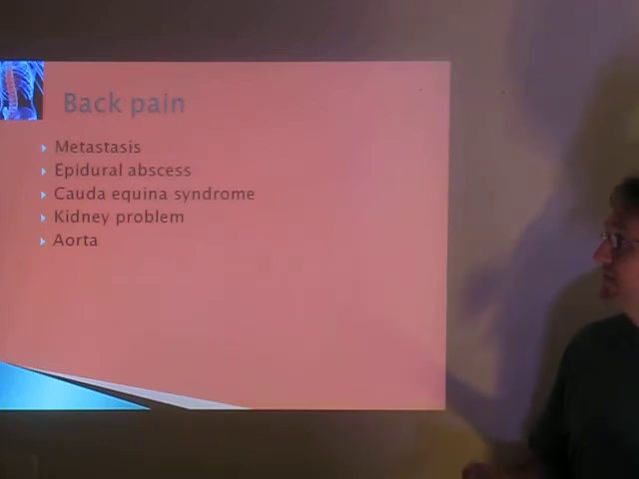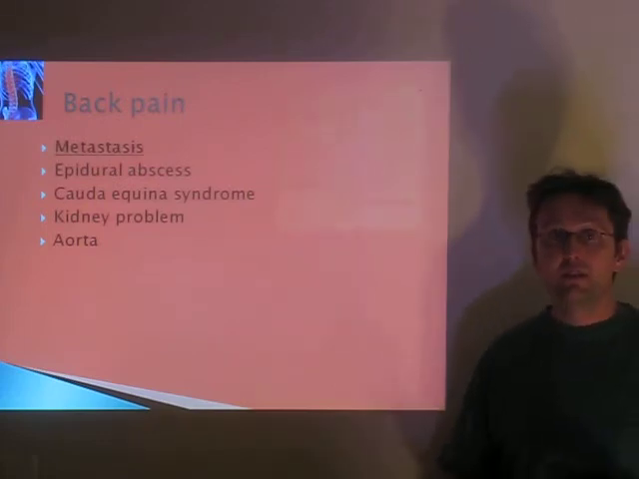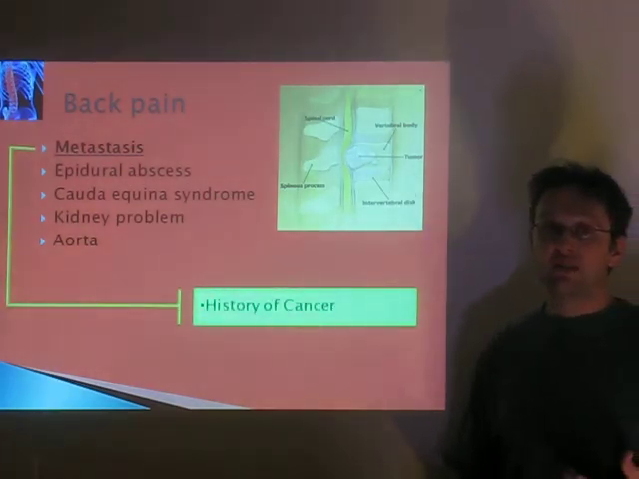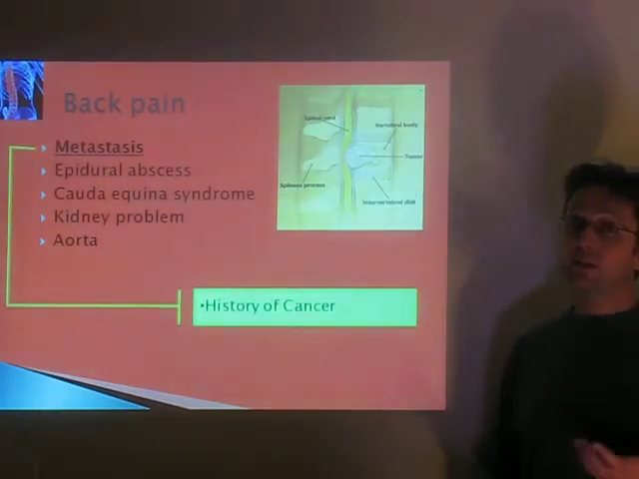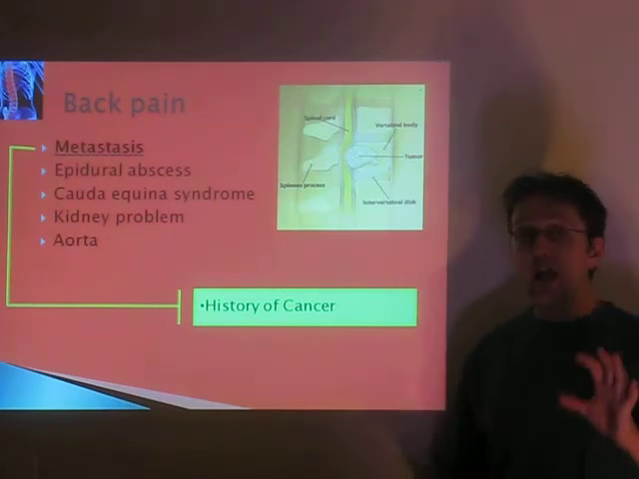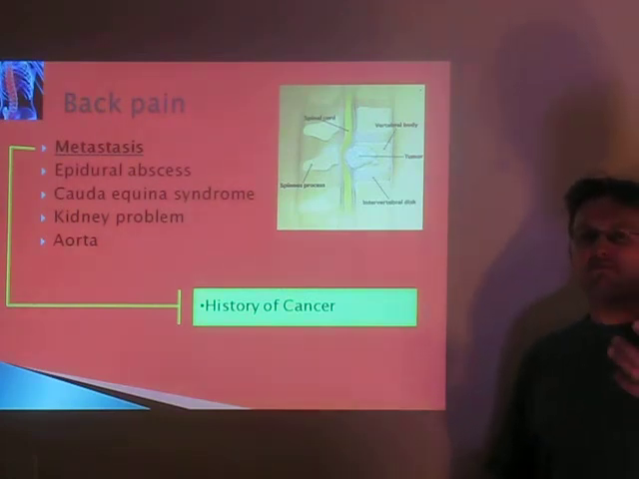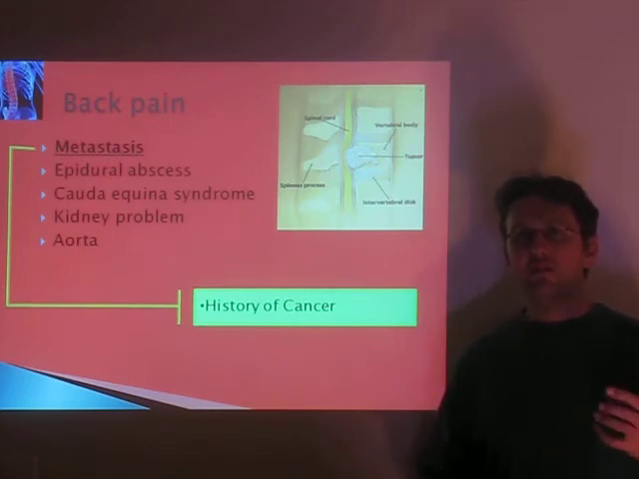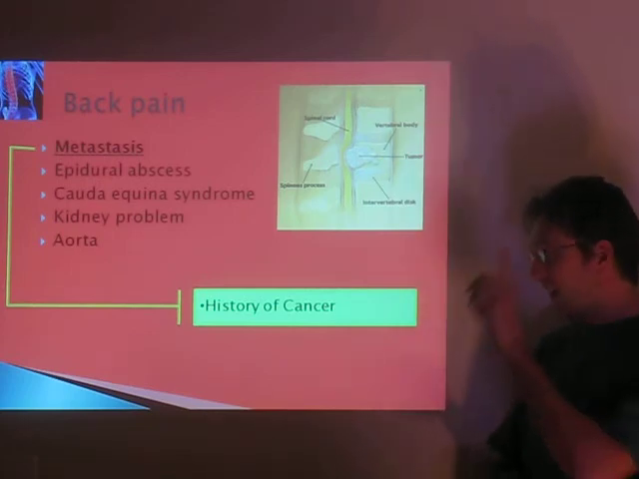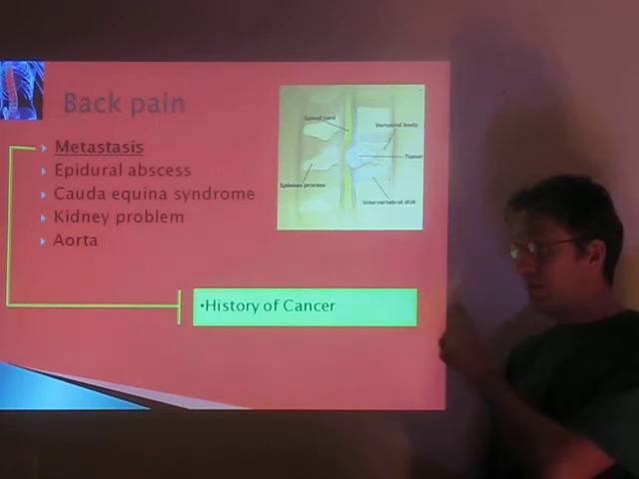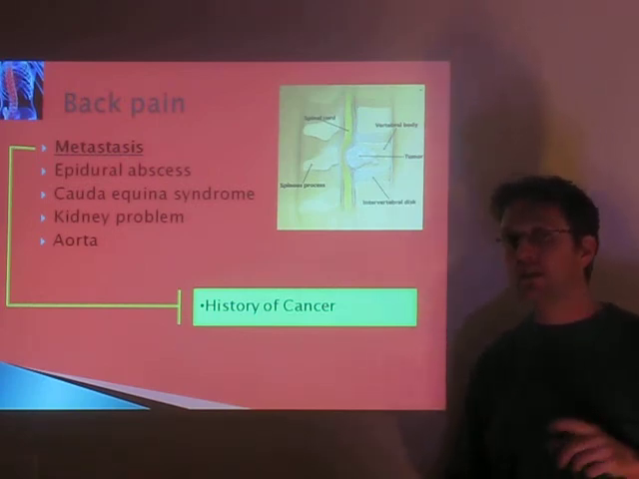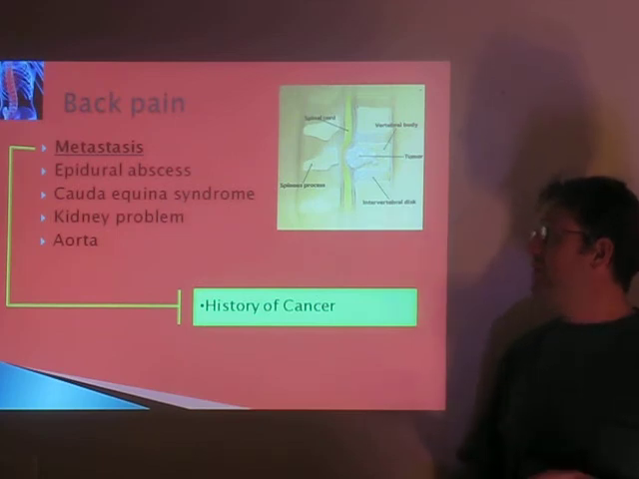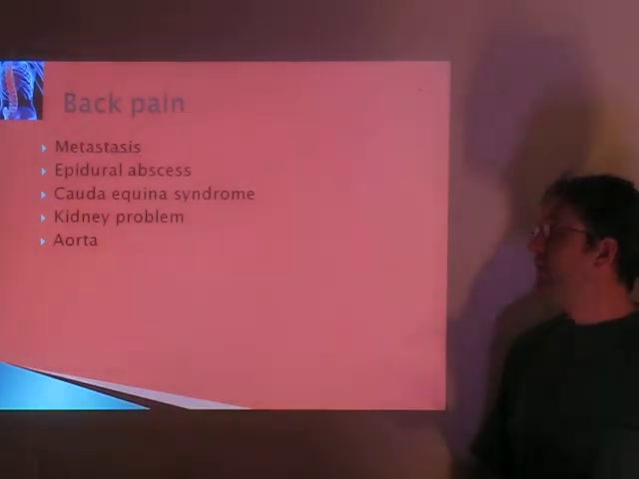The first is metastases, okay? Metastases is when cancer spreads to the spine, and this frequently can be the first sign of cancer. However, it's going to be excusable if we miss the first presentation of cancer in the back. However, if a patient has a history of cancer and we miss that their back pain is caused by metastases, that's a lawsuit. It deserves to be. So we need to document that this patient has no history of cancer.